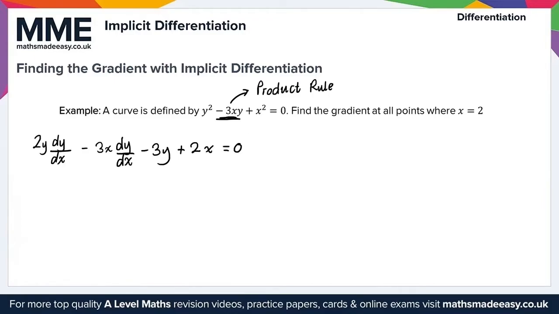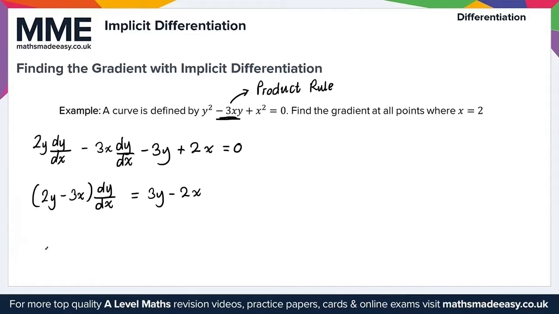So here now what we want to do first is find dy by dx. So to do that, we need to rearrange. The first thing I'm going to do here is factor out dy by dx. So I'm going to get 2y minus 3x, dy by dx, and that's going to be equal to 3y minus 2x, just taking this part here onto the other side. And therefore, if we want dy by dx, we just need to divide by 2y minus 3x.